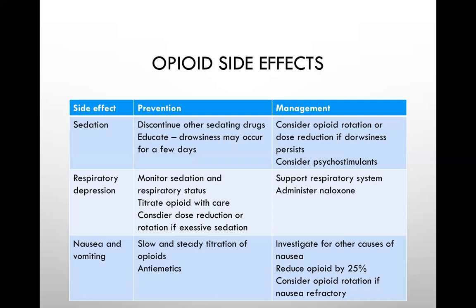Nausea and vomiting, again, is one of the side effects that can commonly be seen. So the recommendation is to titrate the opioids slowly and steadily, and you can use a short-term period of antiemetics like ondansetron. For management, try to identify other possible causes of nausea and vomiting, like GI irritation, peptic ulcer disease, gastritis, or intestinal obstruction, which can also cause nausea and vomiting. Consider reducing the opioid by 25%, or consider opioid rotation if nausea and vomiting is refractory.